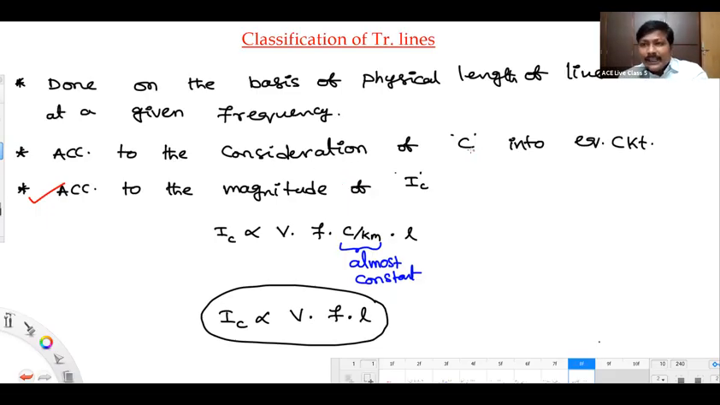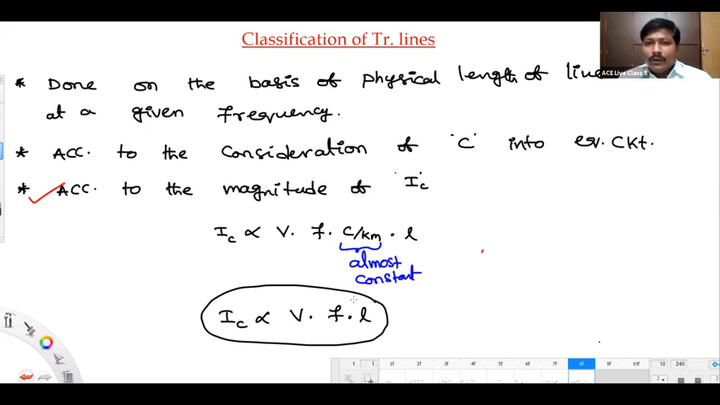According to the consideration of C in the circuit, now who will decide whether to take that capacitance into the circuit or remove capacitance from the circuit? That will be decided by charging current magnitude. If the charging current is negligibly small, then you need not take C into the circuit. If charging current is appreciably high, definitely we should take that capacitance into the equivalent circuit. So the charging current value mainly depends upon these 3 things: voltage, frequency, length of the transmission line.